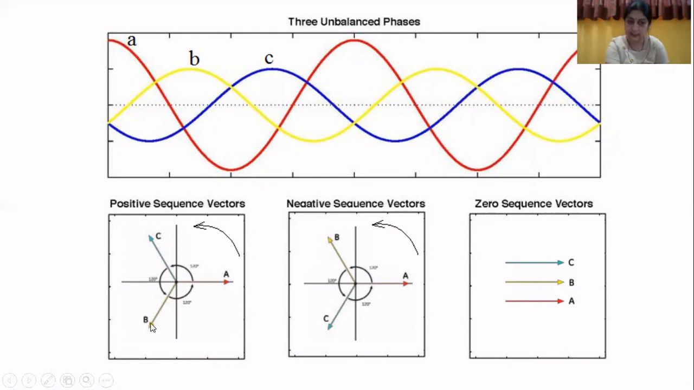You can see that B is at an angle of minus 120 and C is at an angle of minus 240, or plus 120, for positive sequence. C is at an angle of minus 120 and B is at an angle of minus 240, or plus 120, with respect to A when we are talking about negative sequence vectors.